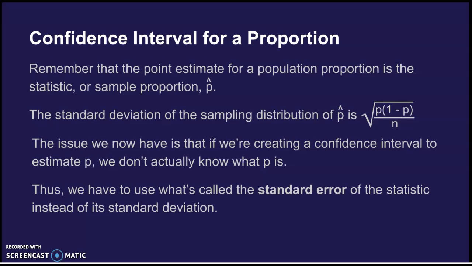Remember that the point estimate for a population proportion is just p hat, and the standard deviation is computed by taking the square root of p times 1 minus p over n. The issue we have when we're trying to construct a confidence interval is we're trying to estimate p, so we don't actually know what p is. And therefore, we use what's called the standard error of the statistic as an estimate for the standard deviation.